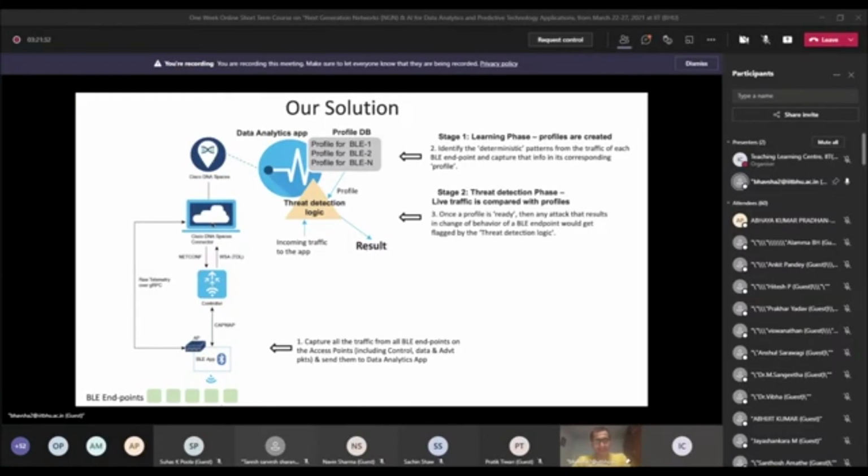So this idea which I was saying, it's basically, the end goal is to profile the endpoint devices and determine if any of the parameters are being modified. That's it. So, okay, go ahead.